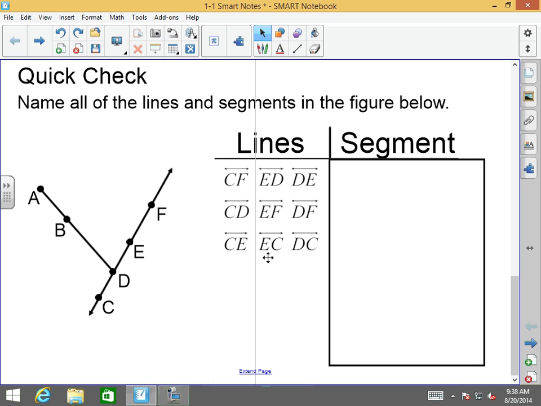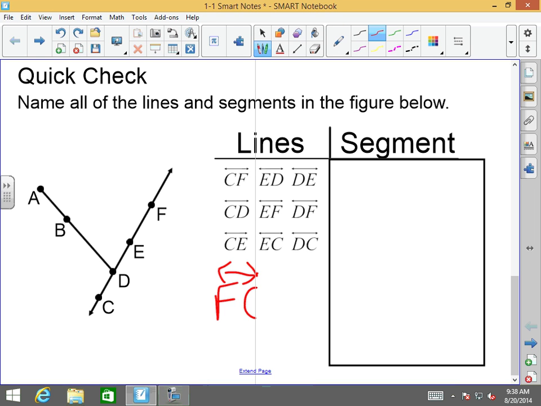So as far as lines go, this will be all of our lines, my friends. And please notice that I have arrows over those letters. Those arrows indicate lines. So I've got CF, ED, DE, CD, EF, DF, CE, EC, DC, and actually I'm missing one. I got CF, but I never put FC, did I? Yep, the answer is no, Mr. Moore, you did not. Okay, so FC is also one of those. Does that make sense?